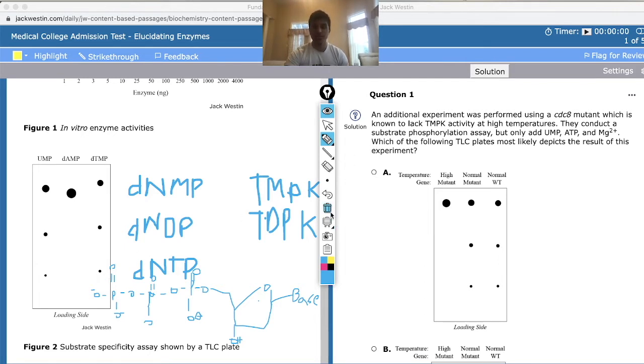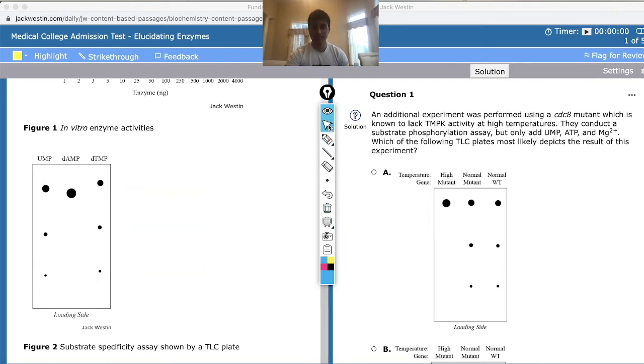So now that we've gone through the passage, let's look at the questions. And remember, this is a substrate specificity assay, so the fact that there is no nucleotide diphosphate or triphosphate for the dAMP means that it couldn't phosphorylate this monophosphate to make a diphosphate, or phosphorylate the diphosphate to make a triphosphate. So I know this is a hard passage, guys, so feel free to pause anytime, think through it, and reach out to us if you have any questions.